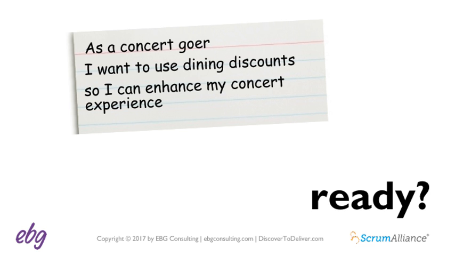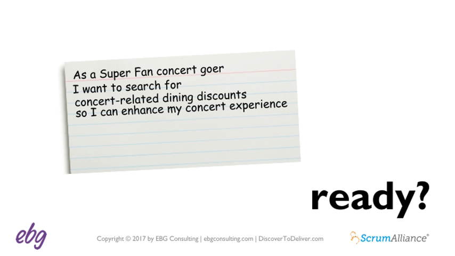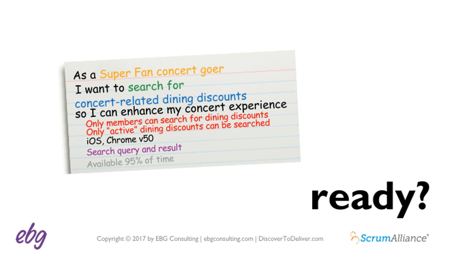Is the concert goer, is that user going to be on a web browser, a mobile device? Are there usability needs? There's lots and lots of questions. So if we take the story and add a little bit more information, we can read that the type of user is a super fan and that the use has changed, so I want to search. Okay, so we have a little bit more information about the user and the action, but there's more we need to know to make it ready.